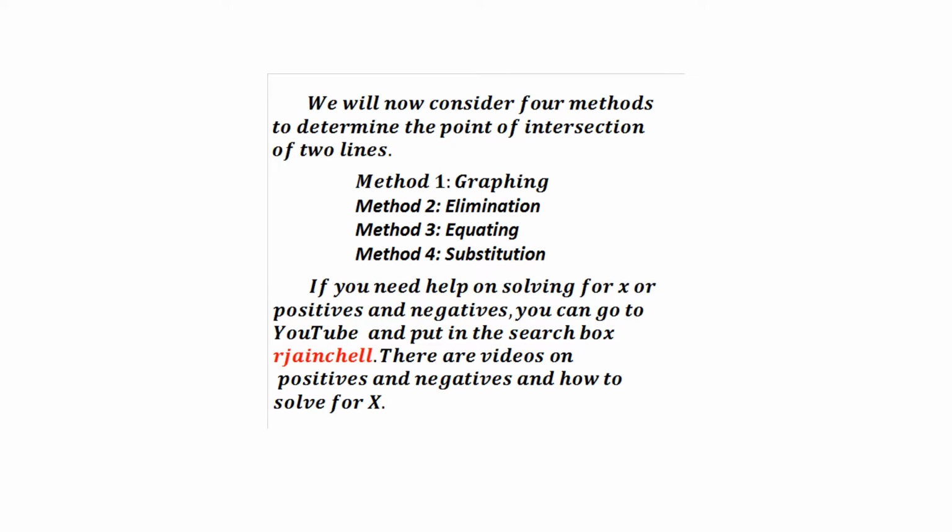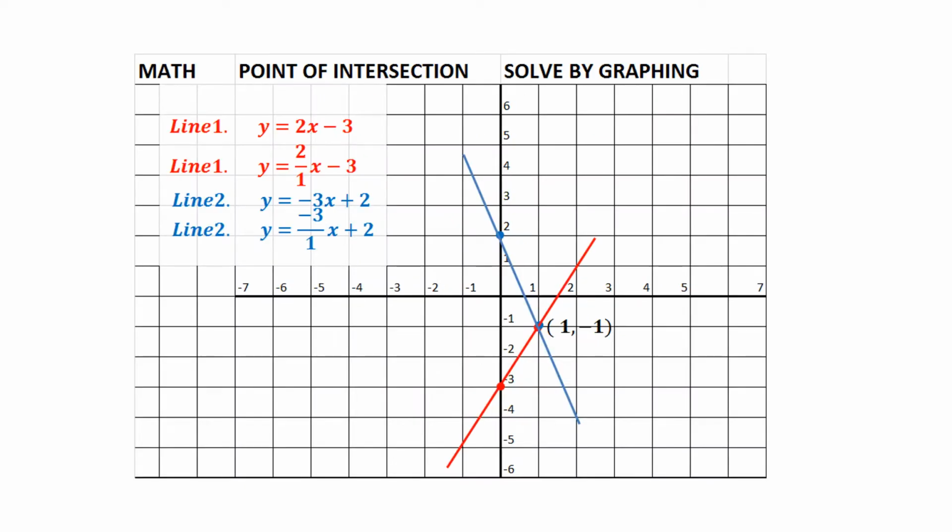In this particular problem, we're solving for the intersection of 2 straight lines. The first line is y is equal to 2 times x minus 3. The second line is y is equal to -3 times x plus 2. We want to write the 2 in the 2x as 2 over 1. That's the slope. The change in y is 2 and the change in x is 1.